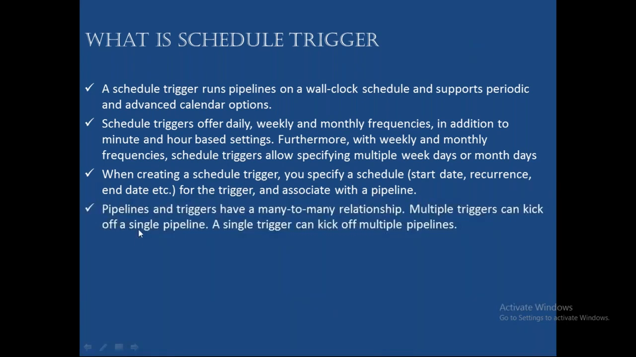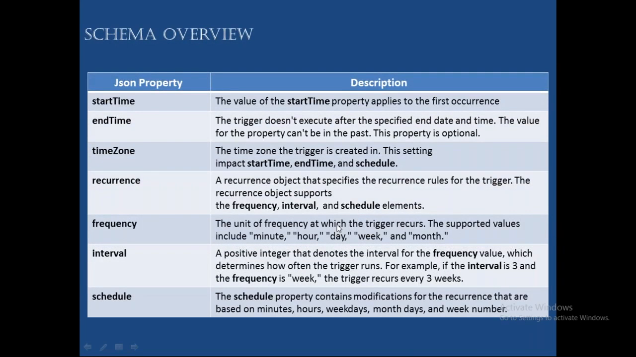Okay, fine. Now you see, pipelines and triggers have a many-to-many relationship. Multiple triggers can kick off a single pipeline. A single trigger can kick off multiple pipelines. As we know, schedule trigger is a many-to-many relationship. Schema overview: whenever you are scheduling your pipeline by using a schedule trigger, you need to mention all these things, but some of these things are optional.